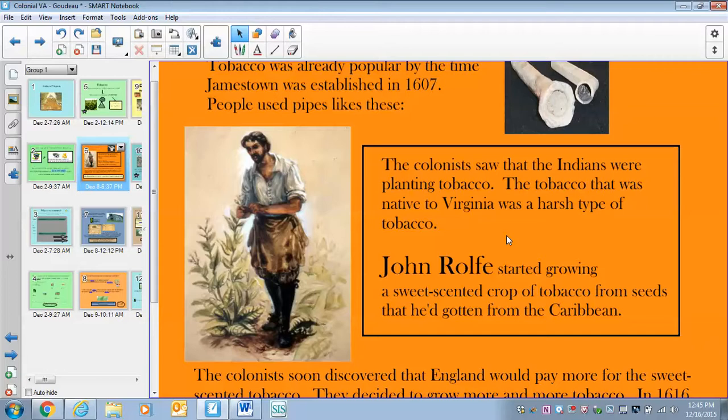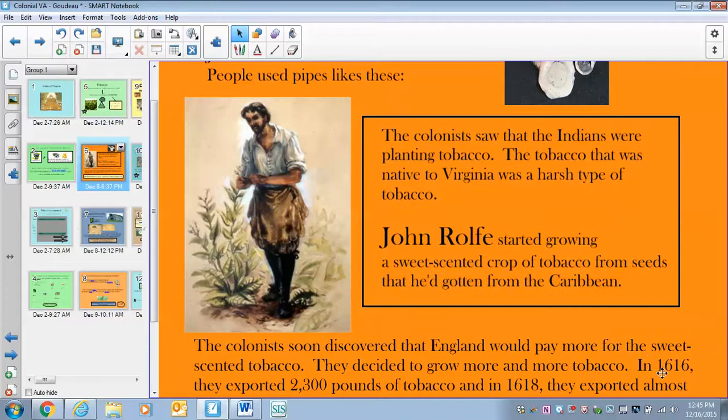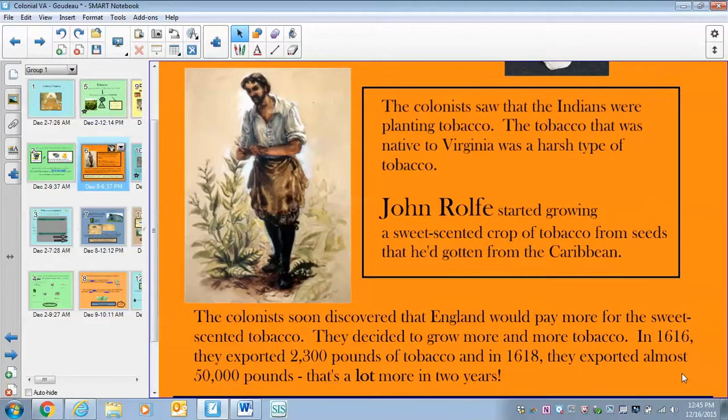So what happened is in 1616, John Rolfe came and started growing a sweet scented crop of tobacco from seeds that he had gotten from the Caribbean. Remember, when they came to the New World, they would come to the Caribbean first, then up the coast. So he got some tobacco seeds from the Caribbean, plants them in Virginia, and finds out that this tobacco is sweet. It has a sweet smell to it. And it just explodes, and the amount of money, because when they ship it back to England, it becomes very popular.